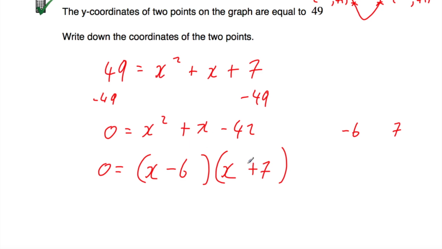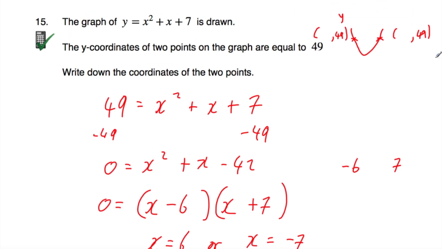Now we know that these two brackets will times together to be 0. So that means that either of the brackets are equal to 0. So if this bracket is equal to 0, it means that x would be equal to 6. Or here we're going to have that x would be equal to negative 7, because negative 7 plus 7 is equal to 0. So that's fantastic. So we've found the values of x. The x is equal to 6 or x is equal to negative 7. So there are the x coordinates.